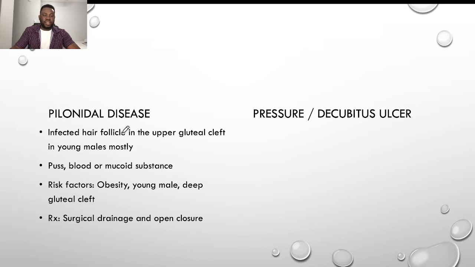Next is pilonidal disease. Pilonidal disease versus pressure ulcers. So pilonidal disease, forgive me if I'm not saying it well, is an infection of hair follicles in the upper gluteal cleft in young males mostly.